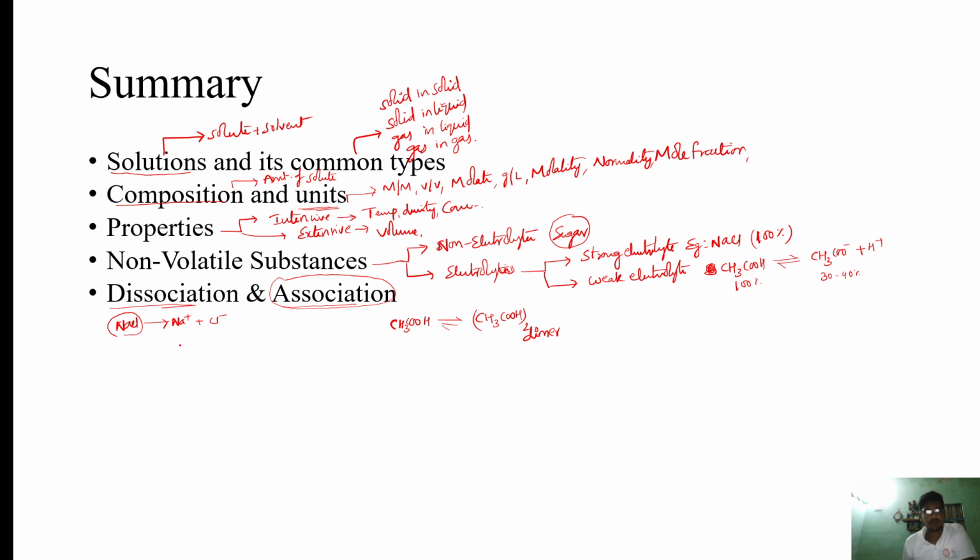That is why we'll have more ions in the solution, whereas in the case of association, since one compound is getting associated with another compound, you will have fewer molecules in the solution.